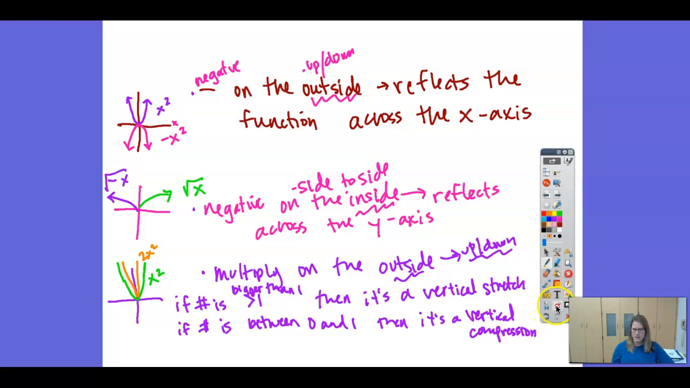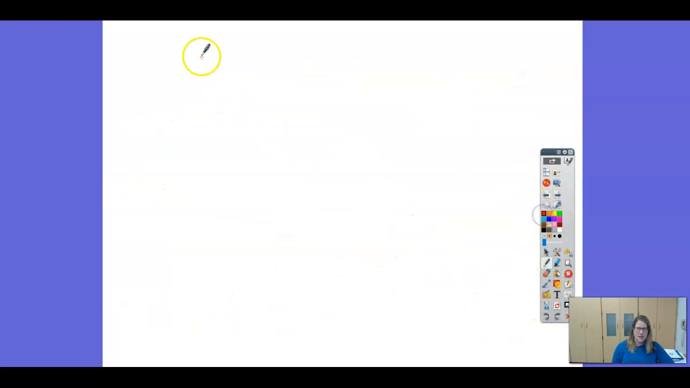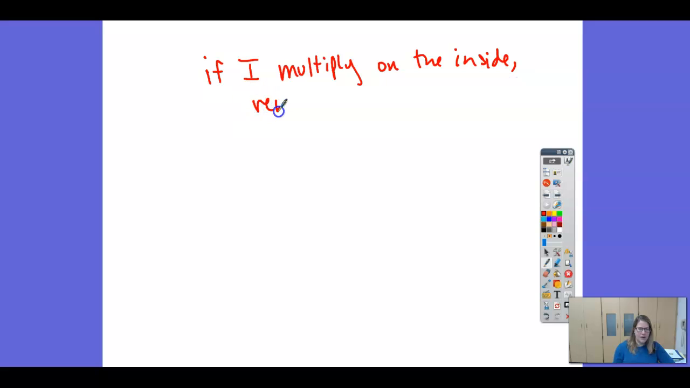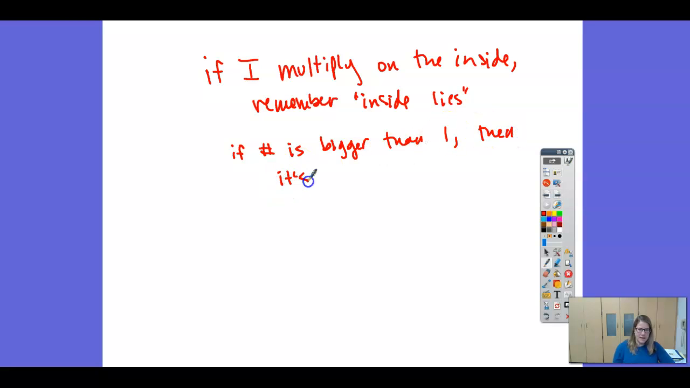So let's clear this, and we'll write that one down. If I multiply x by a number on the inside, remember, inside lies. If the number is bigger than 1, then it's a horizontal change. Remember, horizontal is everything on the inside. Inside is a side-to-side change. It's going to be along the x-axis every time. And remember, it lies. So this time, if the number is bigger than 1, then it's a horizontal compression. You would think a bigger number stretches, but it doesn't. It compresses if it's on the inside.